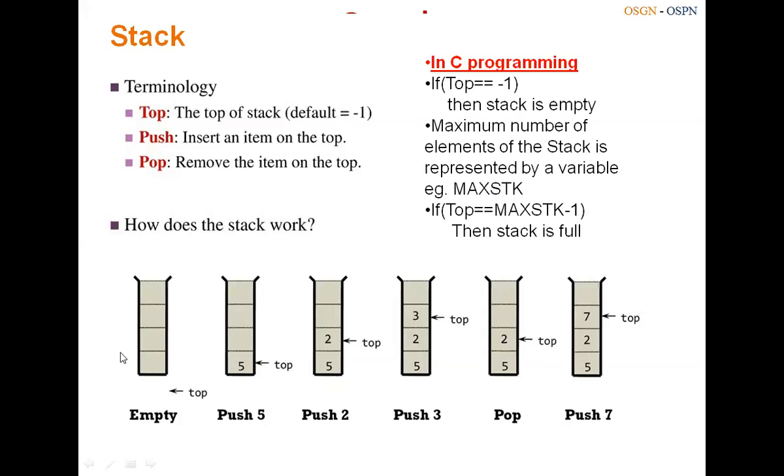If you want to check whether the stack is empty or not, you have to check this condition: if top equals -1, then you can say that the stack is empty. And if you want to check whether the stack is full or not, check this condition: if top equals max STK -1, then you can say that the stack is full. So why max STK -1? Because the index starts from 0, that's why it will go up to max STK -1. Is that clear?